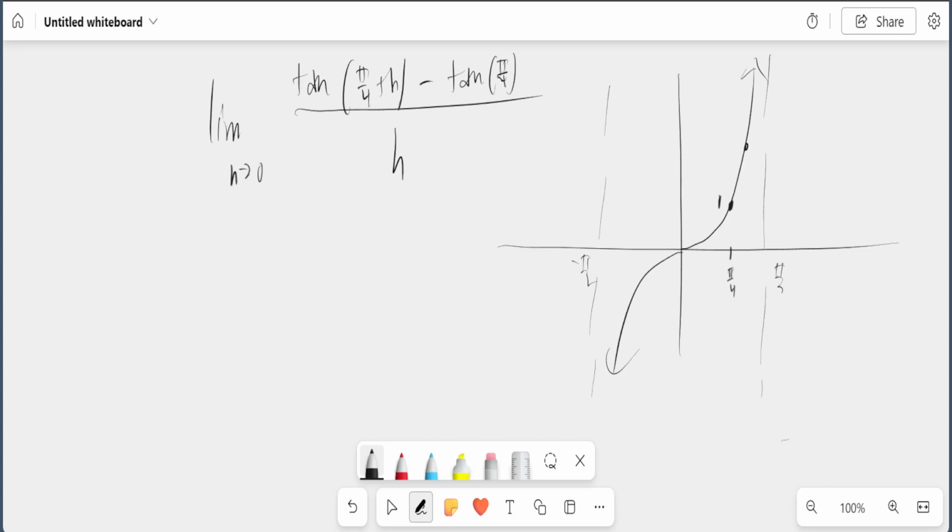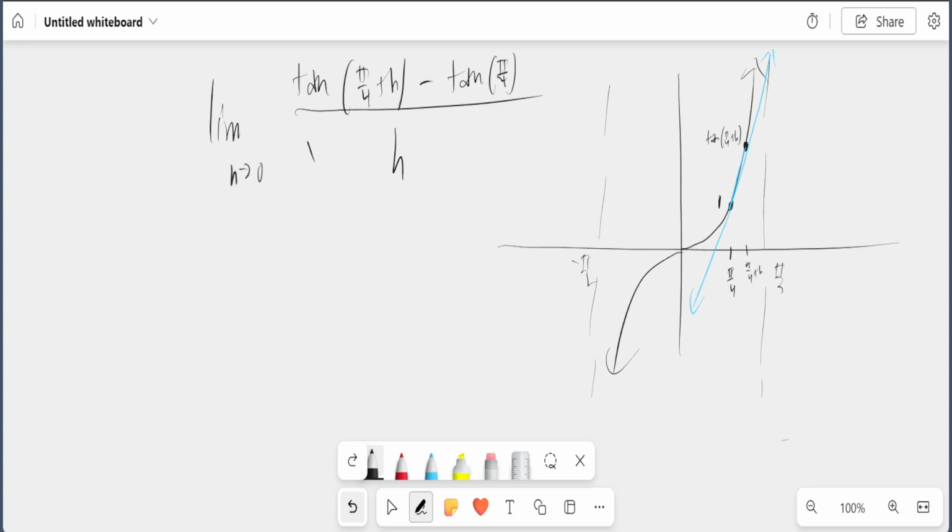And we have another point. That's pi over 4 plus h, and that is tangent of pi over 4 plus h. What's the slope between these 2 points? Sorry, if I had drawn this better, I would have made it look more like that. But what's the slope between these 2 points? Tangent of pi over 4 plus h minus tangent of pi over 4, divided by h. Yeah, it's just point slope, y1 minus y2 over x1 minus x2, right?